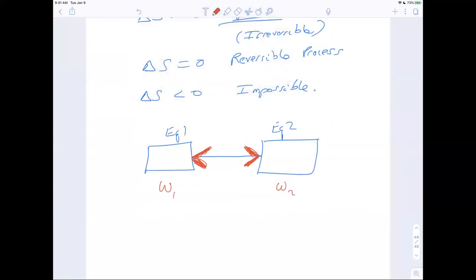Does anyone want to make a guess? What's the relationship between W1 and W2 for a reversible process? Are they equal, greater than, less than? Equal. Yeah, good. They have to be equal, W1 and W2. And so for an isolated system, the number of ways of realizing either of those equilibrium states is the same. And that's why delta S is 0. Any questions on that?